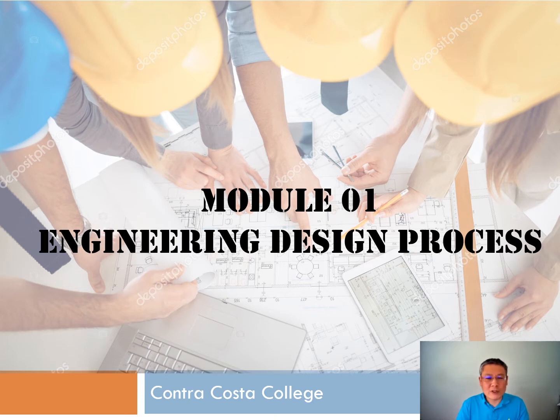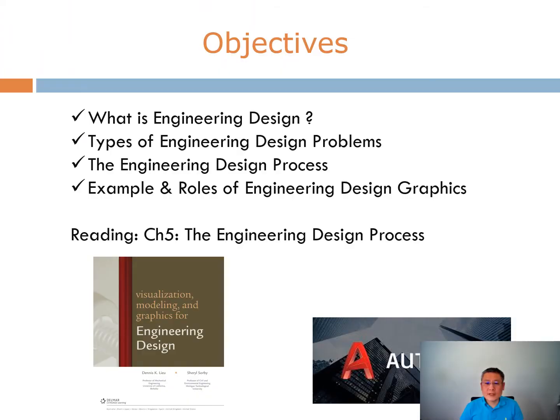Let's look at what you're going to learn in this course. So the objectives of this module are the following. We want to start with an introduction. What is the engineering design? What is so special and so unique about engineering design from other kinds of design? Then we will briefly discuss the two types of engineering design problems that we commonly see. We will put the focus on the engineering design process itself.